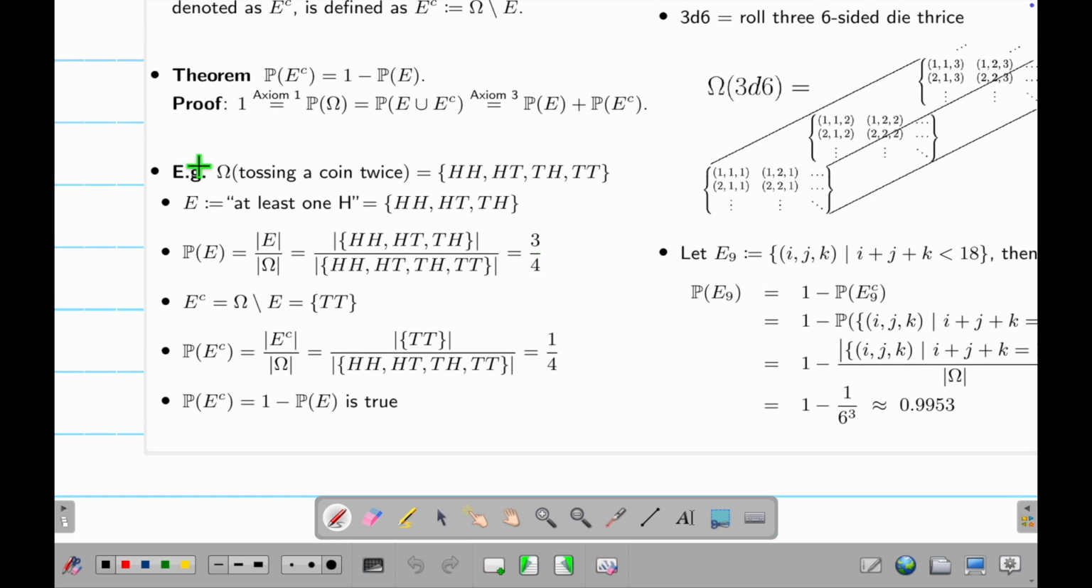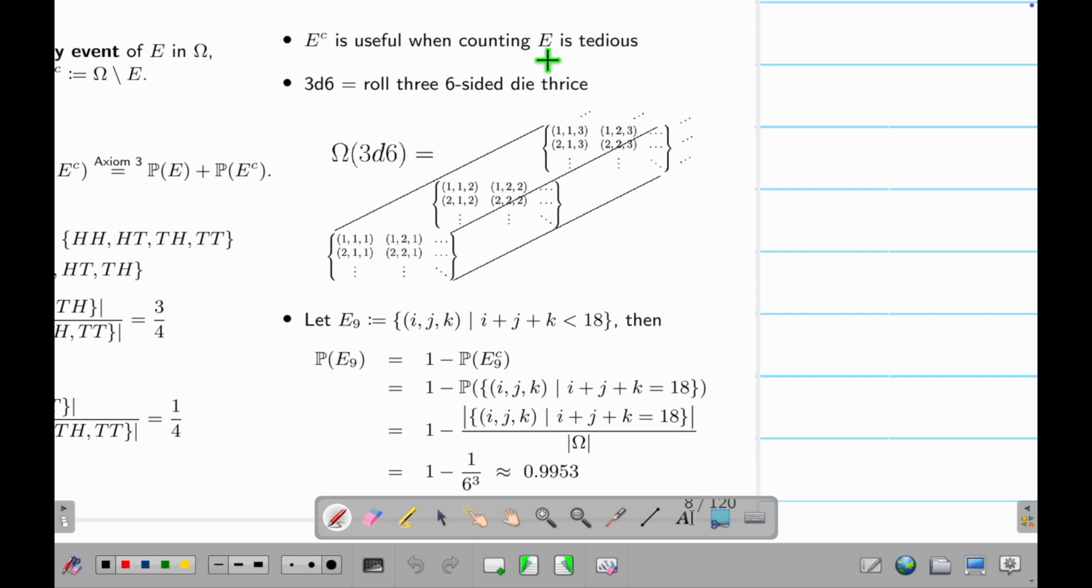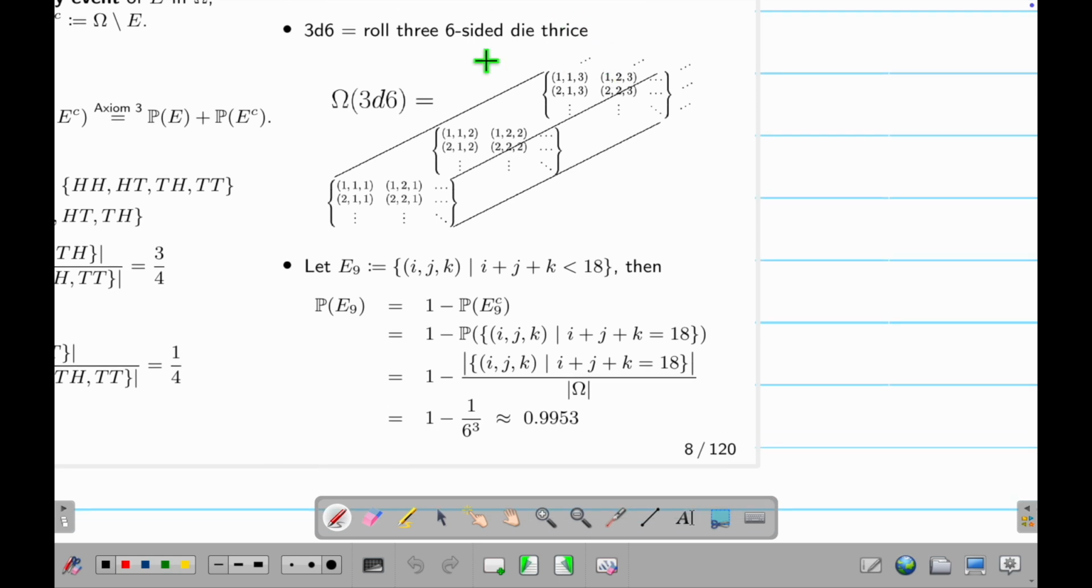The idea of this example is not, oh, these are so easy, so dumb, so simple. Yeah, the idea of this is that sometimes when you count things, counting directly is very difficult, so you count the opposite and then subtract. This is the same idea as if you count X is Y, you count Y and by bijection. These are all techniques you can use to count stuff. So E^C is useful when E is tedious. That's what I said.